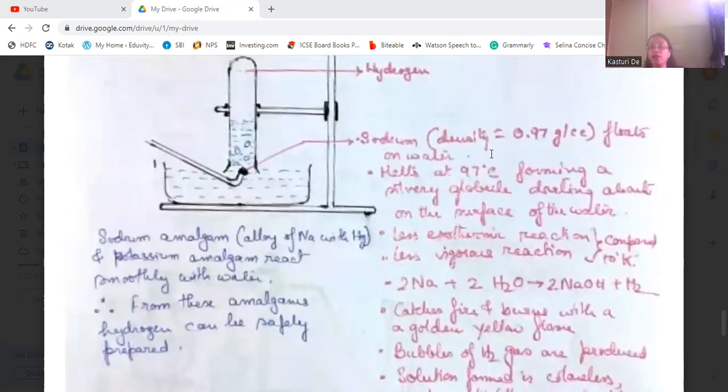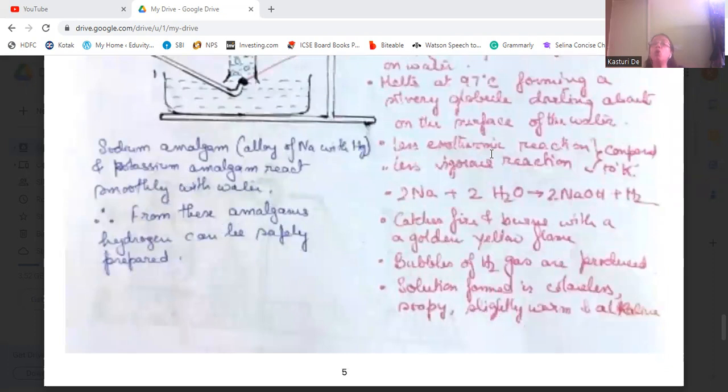It will also catch fire and burn with a golden yellow flame, whereas potassium burned with a lilac flame in cold water. Bubbles of hydrogen gas will be liberated, and the solution will be colorless, soapy, slightly warm, and alkaline due to the formation of sodium hydroxide.